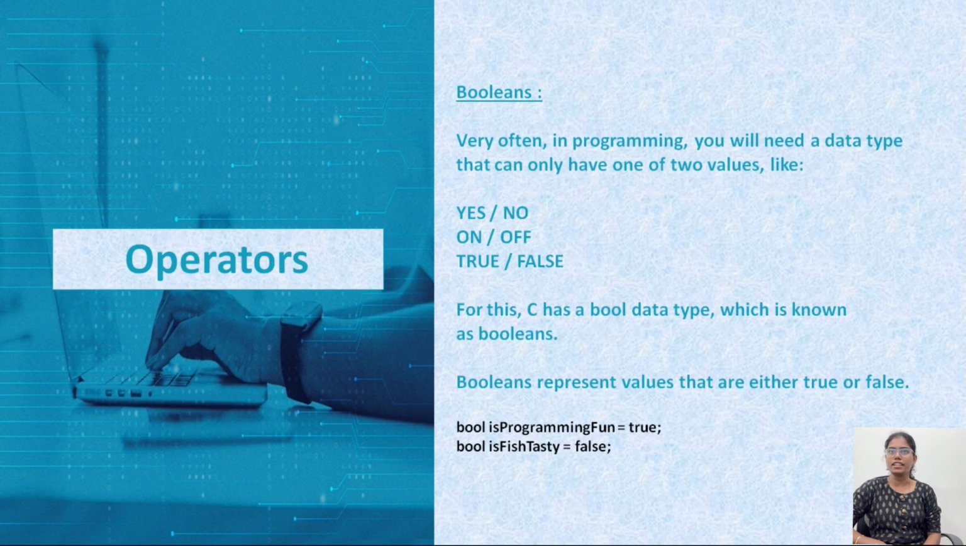Boolean. Very often in programming you will need a data type that can have only one of two values, like yes or no, on or off, true or false. For this, C has a boolean data type, which is known as bool.